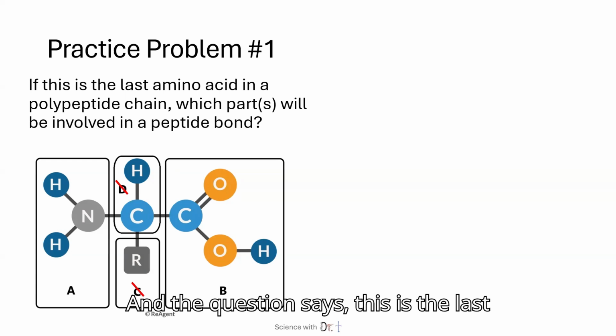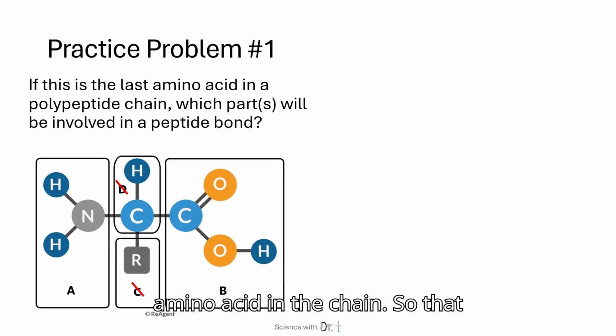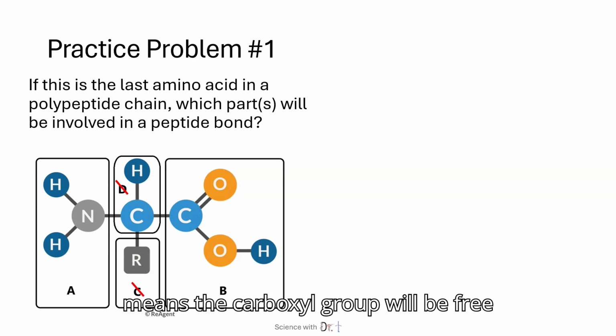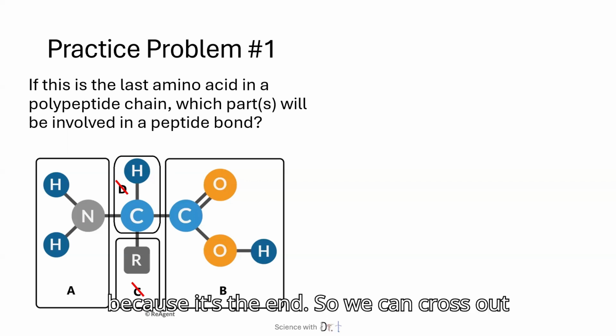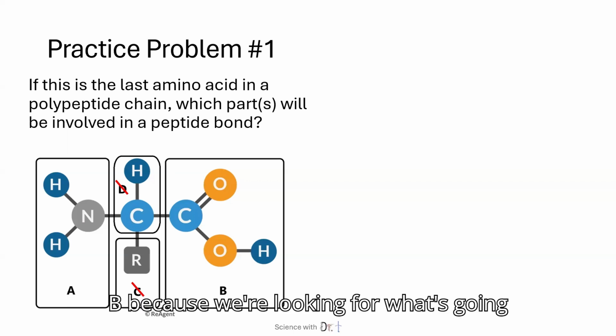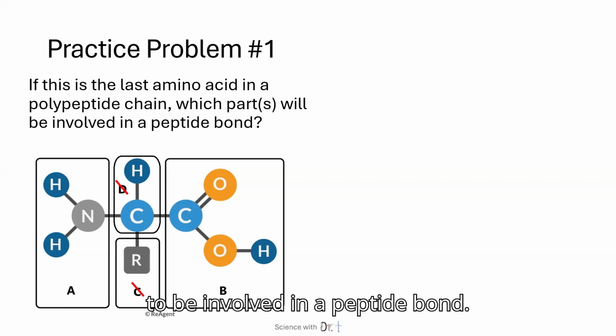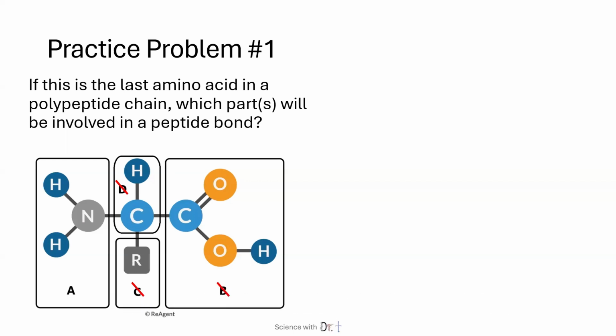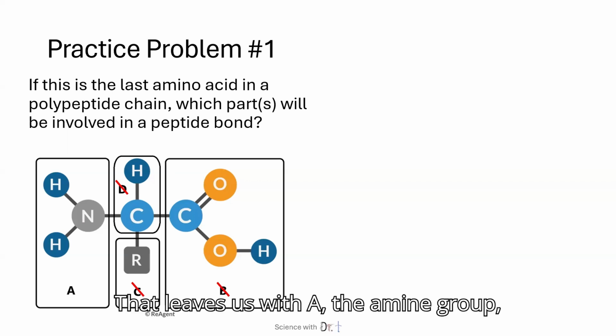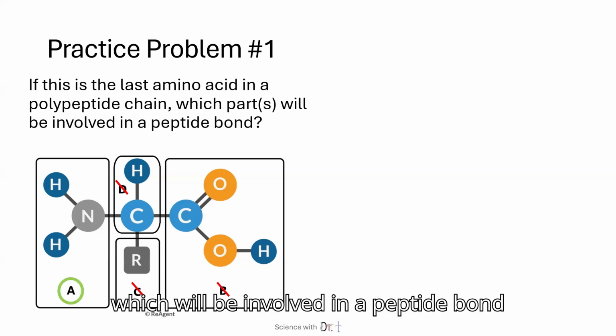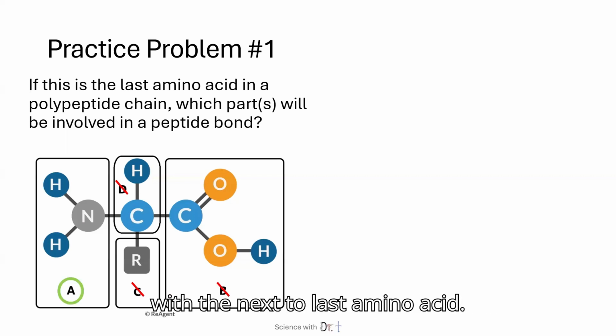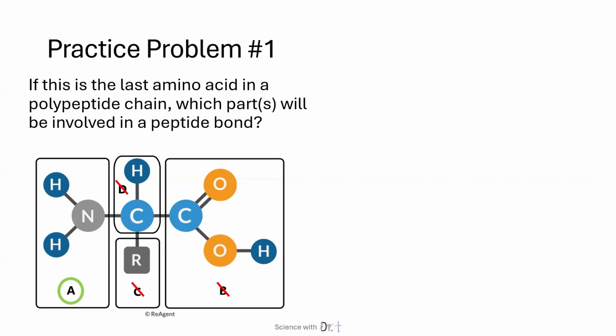And the question says this is the last amino acid in the chain. So that means the carboxyl group will be free because it's the end. So we can cross out B because we're looking for what's going to be involved in a peptide bond. That leaves us with A, the amine group, which will be involved in a peptide bond with the next to last amino acid. Let's try another problem.